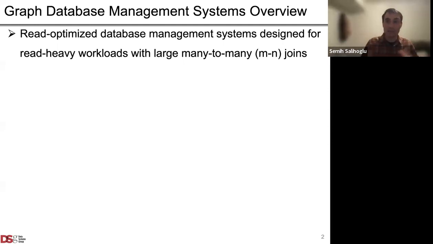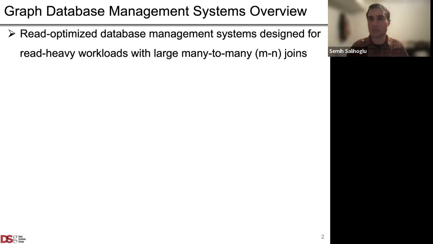The way I look at graph database management systems, and the way I position my entire group, is that they should be thought of as read optimized database management systems. You can think of them as relational database management systems. At their core, they're all relational. They're read optimized, also analytical. And what they are really designed for is several things, but maybe the most important is that they're designed to handle workloads that have a lot of many-to-many relationships in the data set and complex joins over them. Okay, so I'll give you a little bit of context around that.